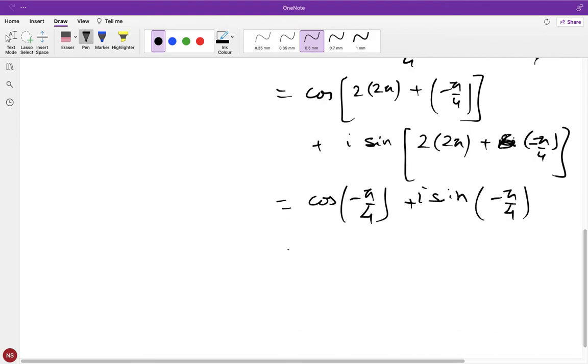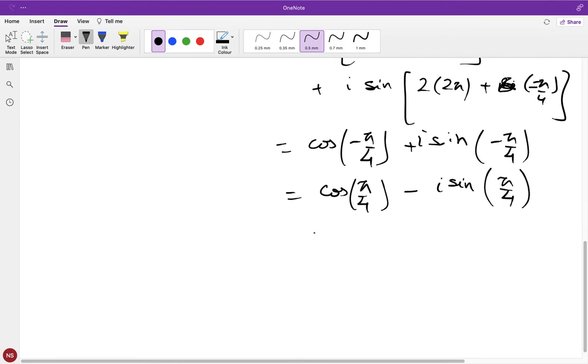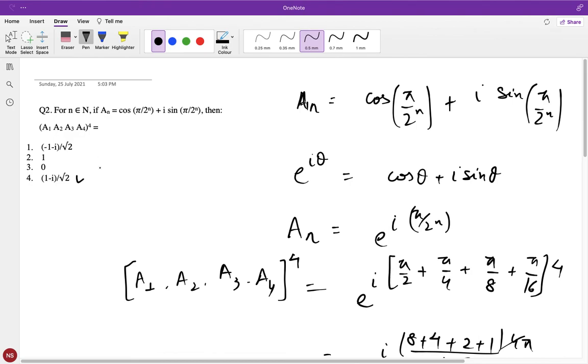Now we know that cos is an even function, so cos(-x) = cos x. We know that sine is an odd function, so sin(-x) = -sin x, right? Now cos(pi/4) we know is 1/root 2. sin(pi/4) we know is 1/root 2. So 1/root 2 is common, and (1 - i)/root 2 is the solution. So we are done here. I will try to cover maybe limits and differential calculus in the next video. Thank you everyone.